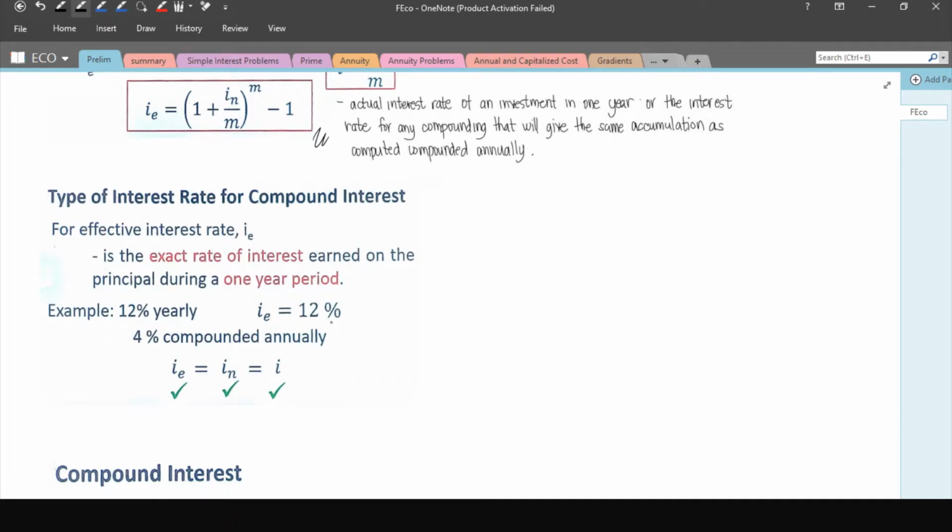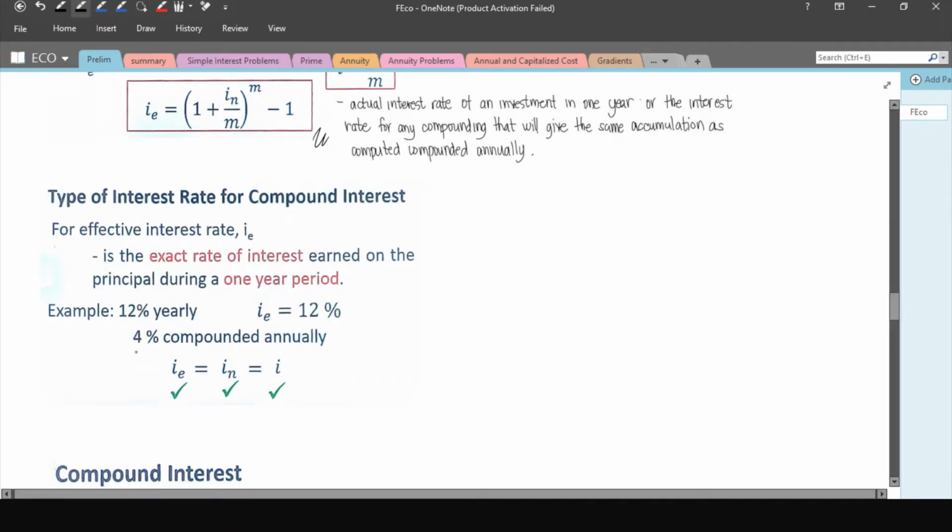So, ito. Yung 4% compounded annually, pwedeng ganito yan. Pwede silang maging equal sa isa't isa. Depende sa value na ibibigay. Okay?